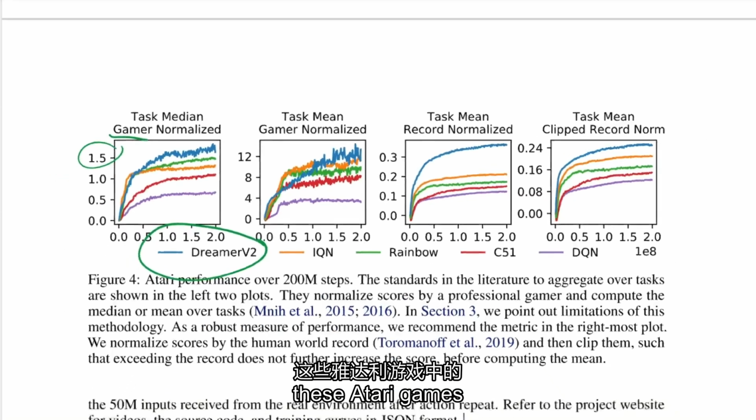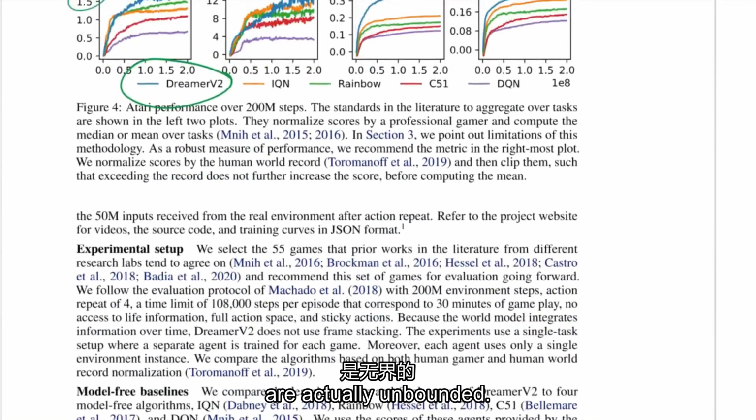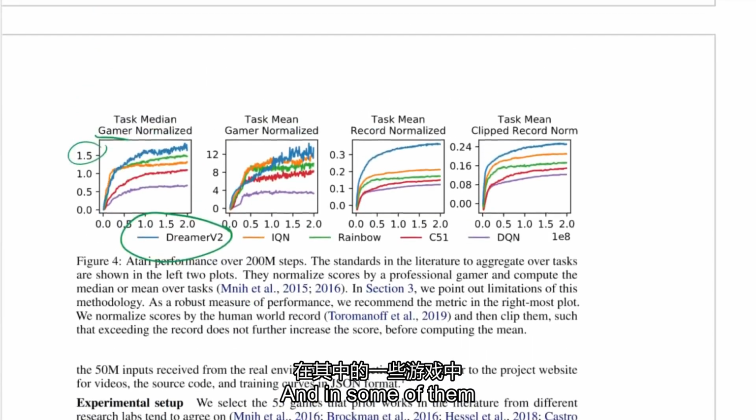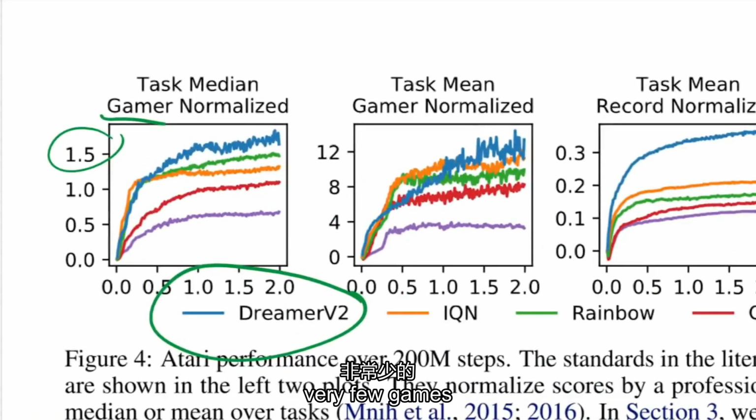Very good. However, these Atari games, some of them are actually unbounded, and in some of them, a machine can just be so much better than a human that usually these scores are dominated by very, very few games where the machine just excels hugely, and other games are like 0, and both the median score and the mean score are not really meaningful. At least that's what this paper here argues.